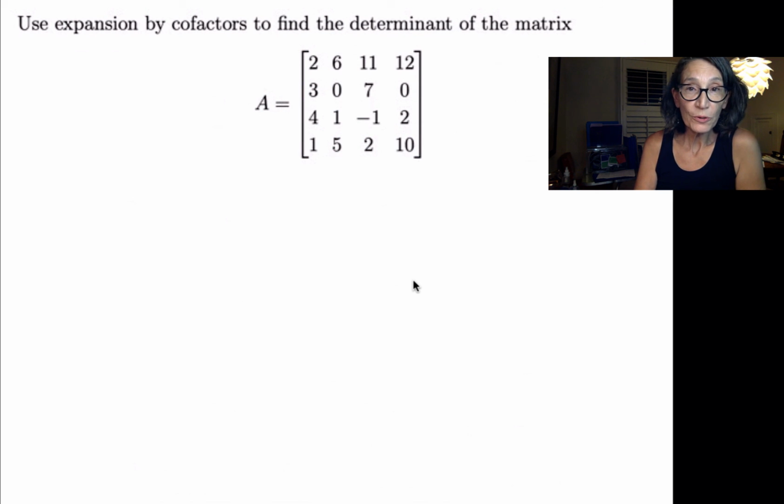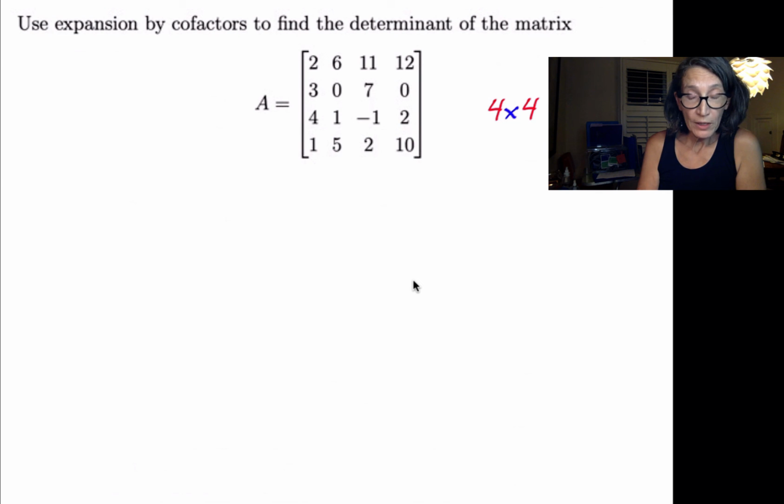Hi, welcome back. In this video, we're going to compute the determinant of this matrix using a cofactor expansion. Now remember, you can only find the determinant of an n by n matrix, a square matrix, and if you do a cofactor expansion along one of the rows or one of the columns, it's going to be a finite sum with exactly n terms in it. So we've got a 4 by 4 matrix, so our sum is going to have just 4 terms in it.